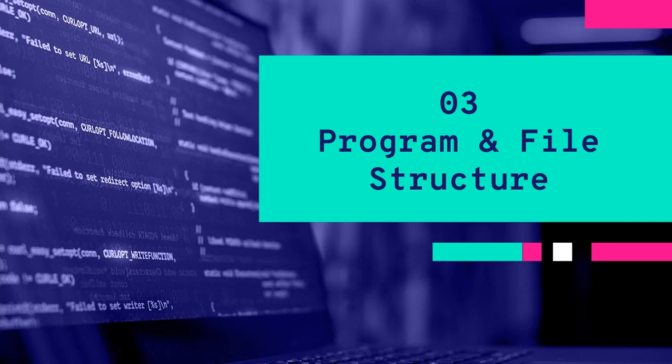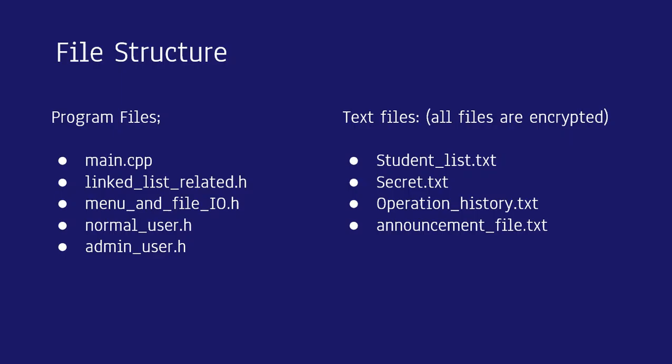So now I'm going to talk about the program and file structure. In our project, we divide into 5 program files. The first one is the main program, and 4 more are header files: linked list related header file, menu and file IO header file, normal user header file, and admin user header file. And we also have 4 text files that we store, and all this data is encrypted.